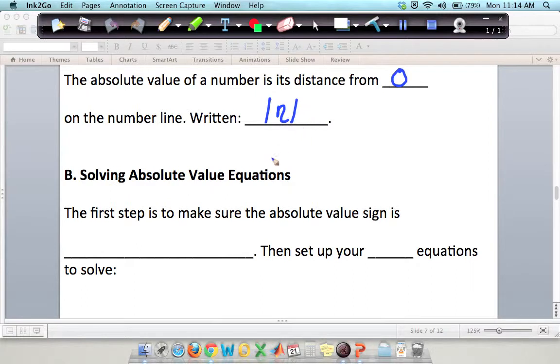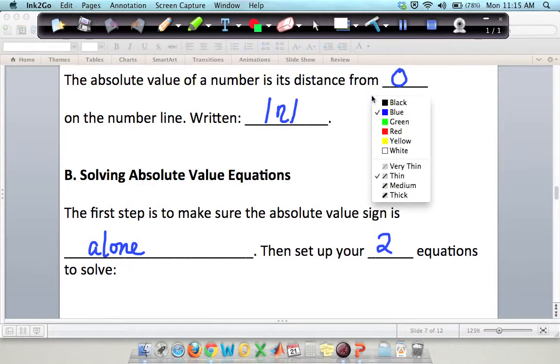To solve the absolute value equation, the first step is to make sure the absolute value sign is alone. So you want it by itself. You don't want anything added, subtracted to it, or multiplied or divided outside of the absolute value sign. Then you can set up your two equations to solve.